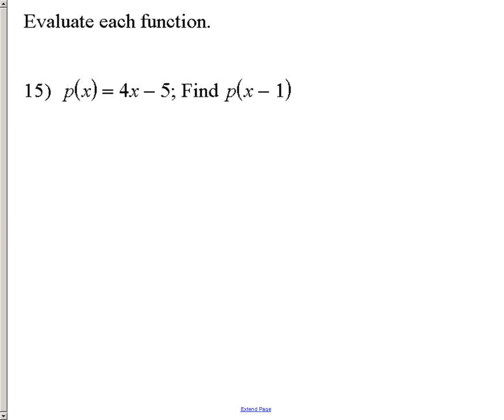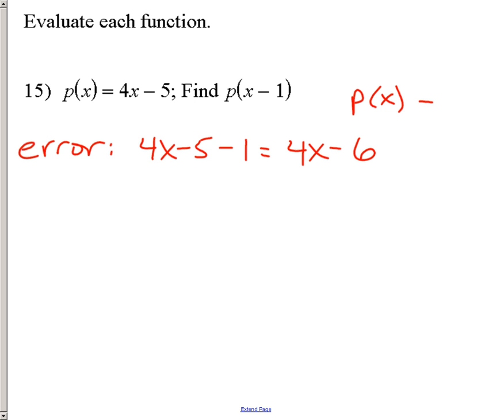And that's my segue into number 15. So many times I will see this common error. In this problem, I would see something like, well, if p of x is 4x minus 5, what's p of x minus 1? Well, it's 4x minus 5 minus 1, or 4x minus 6. But you don't understand functions. What you just found really here was p of x minus 1.